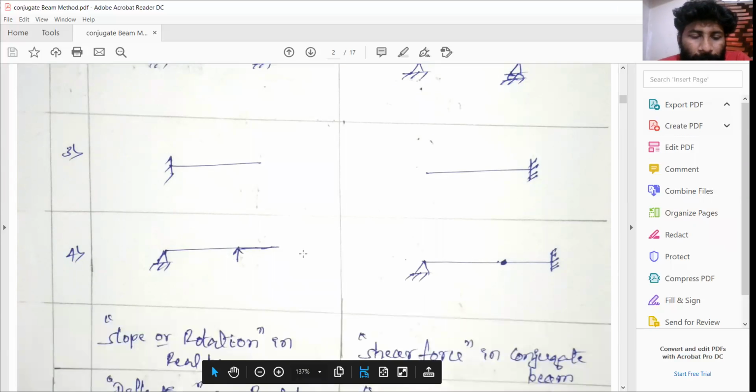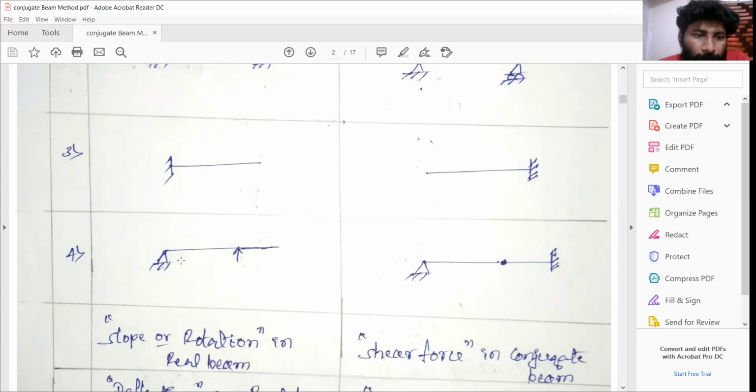Again, a singly overhang simple support beam. Here we have the pin support, and the simple support remains. Since we have a free end here, that will become a fixed support. And whatever intermediate joint is there will become an internal hinge.